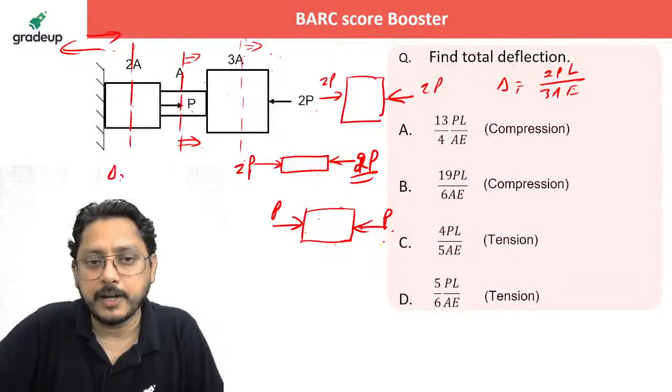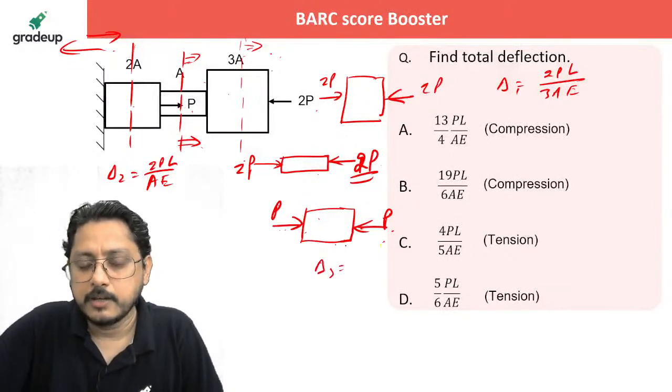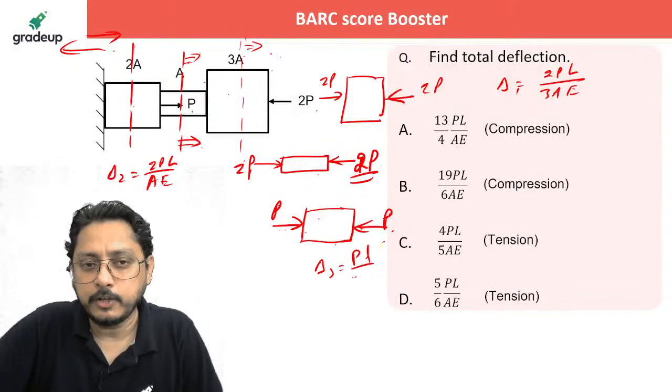Now what is the delta for this guy? Delta for this guy will be delta 2, that is PL by A, that is 2PL by A. What is the cross sectional area? Simply A. What is the delta for the last one? That is delta 3 maybe, that is PL by 2A E, so P into L by 2AE.